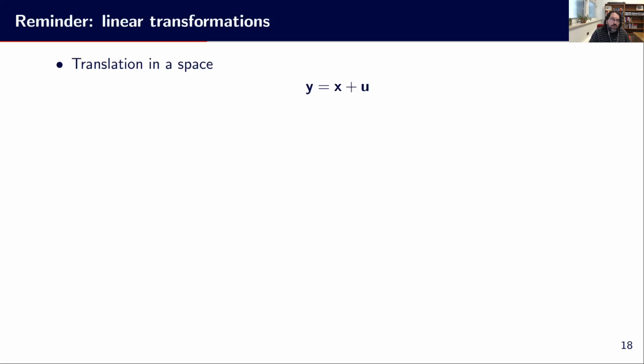Let's get a reminder on linear transformations, because the approach I will present is based on that. Basically, when we are working in a vectorial space, we can do a translation in space. If we are at a point X and we add the vector U, that means we will move in that space to vector Y. That vector Y is the result of X plus U. So this is a translation, really just moving from one position to another in space.